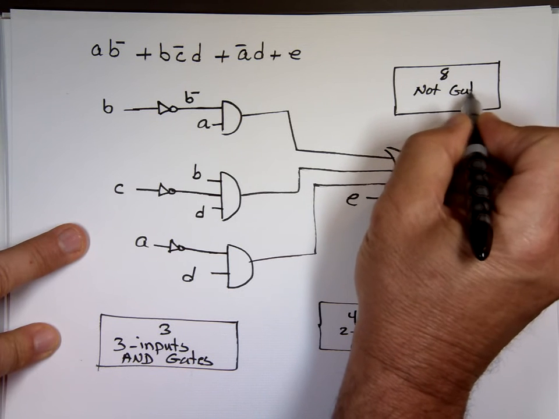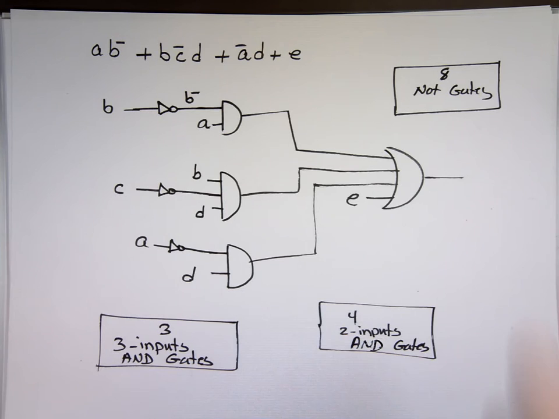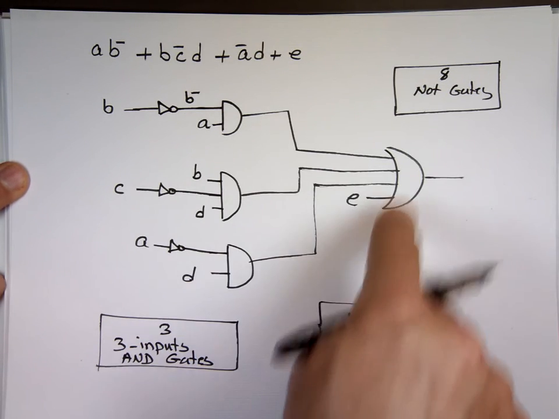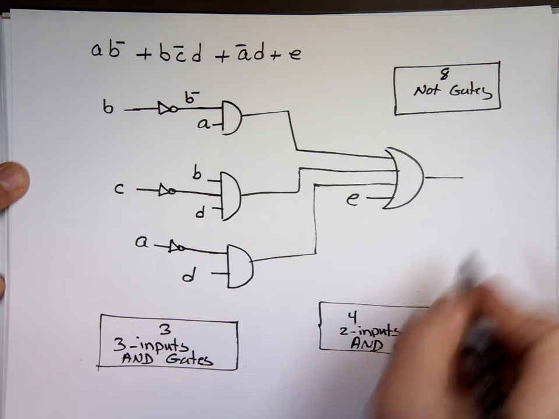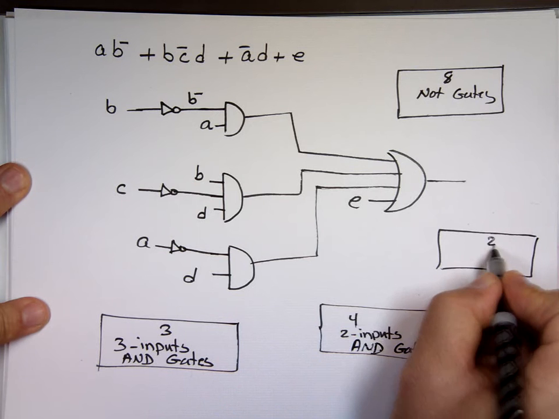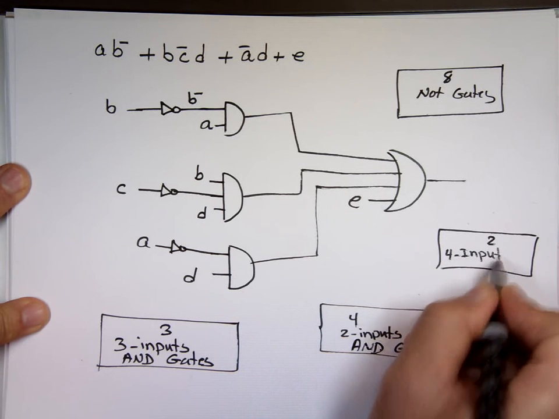So I need 1, 2, and 3. It's not a problem. I had 8 of them on that chip. So I need one of those chips. I need one of those. I need one of those. Now I need 4 input. There is a chip, actually. We have a chip in the lab that has 4 inputs and an OR. We have ones for AND. We have one for OR.